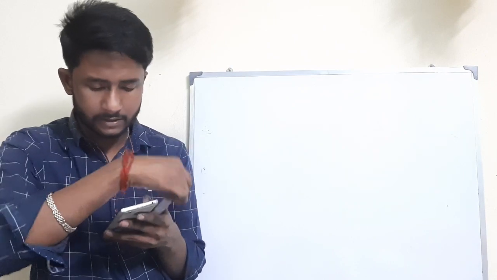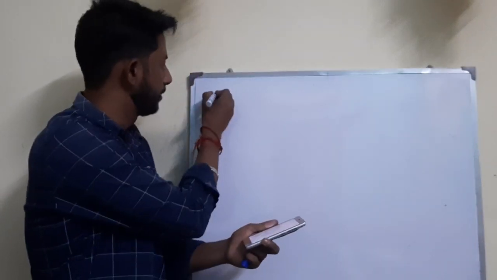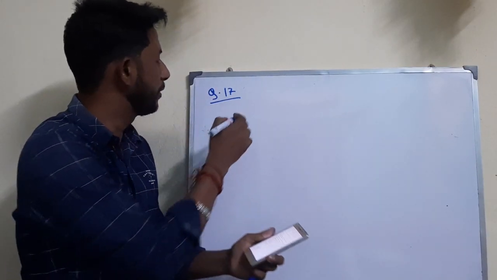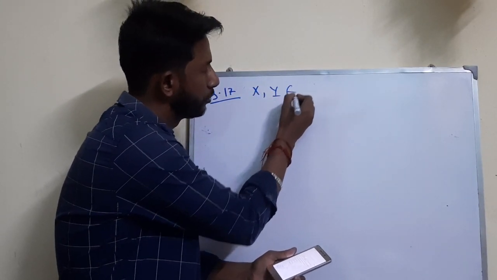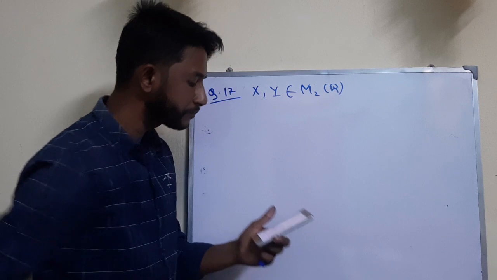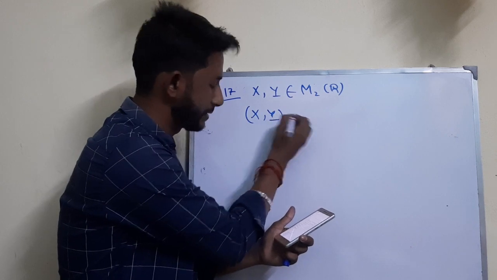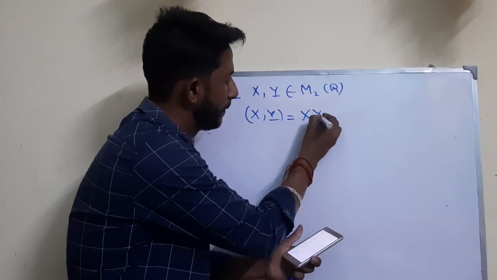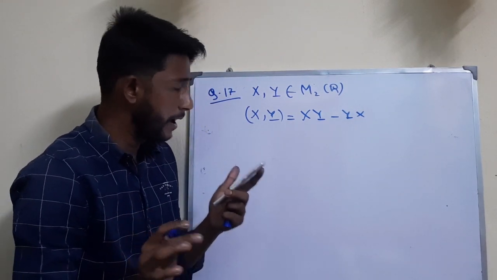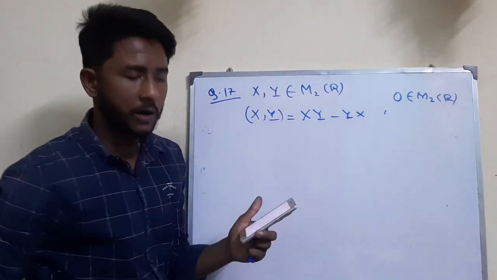Next question, question number 17, is again from linear algebra. It says that x, y belong to M2R, that is, x and y are 2 cross 2 real matrices. We have defined the bracket of x, y like this: xy minus yx. And 0 belongs to M2R, which means 0 is a 2 cross 2 zero matrix.